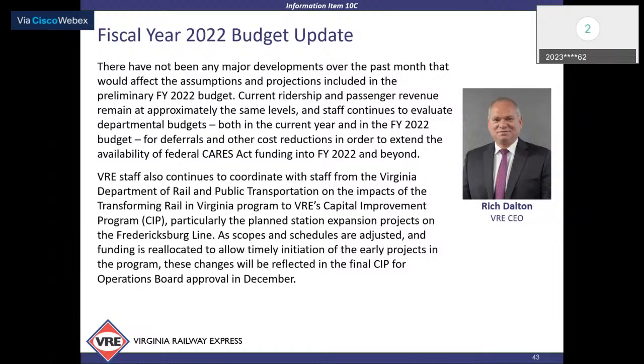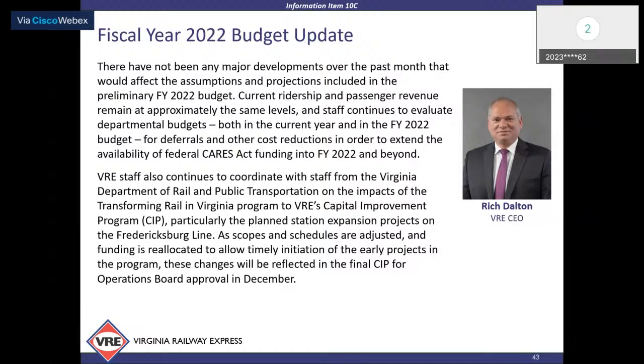Our projections for the 22 operating budget haven't changed materially since we were here last month. We continue to work on the expense side to reduce discretionary expenses where we can. That will help to extend the availability of our CARES Act money. On the revenue side, ridership, of course, remains our most significant unknown. We continue to watch for changes in the trend, but at the moment, ridership does remain essentially flat. So our projection of approximately 10 million in revenue for 21 and 18 million for 22 remains where it is.